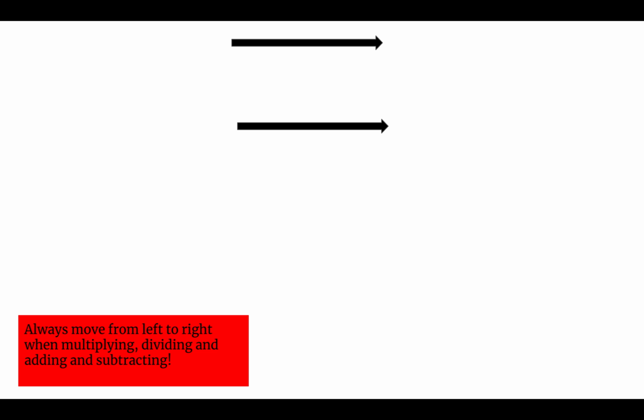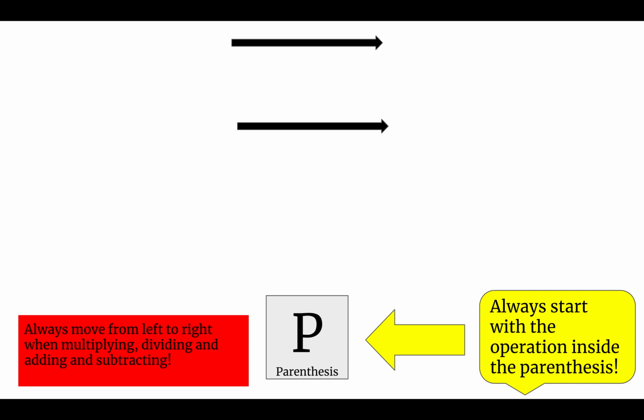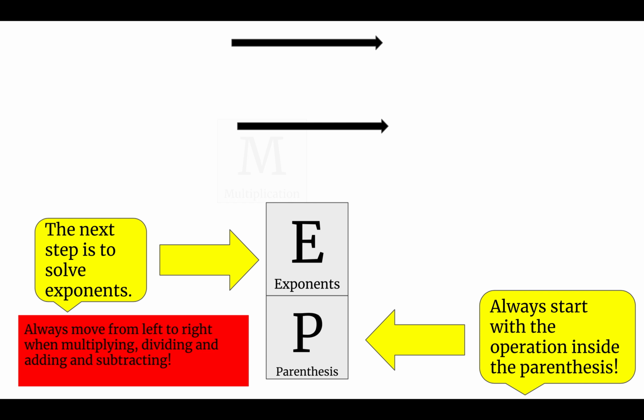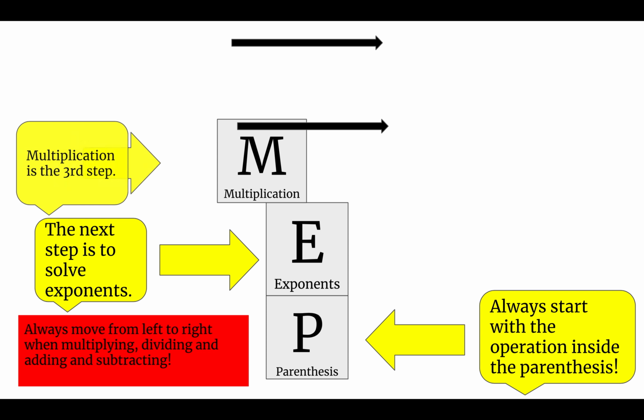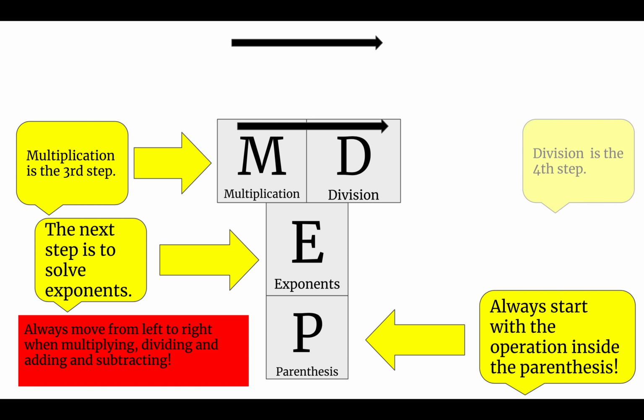This is going to be our hopscotch board before we start with our problem. The first square is parentheses. The first step when you're doing a problem with more than one operation is to look for parentheses, and you solve what is inside of the parentheses before you do anything else. The next one you would solve would be exponents. Then multiplication, and then division is the fourth.